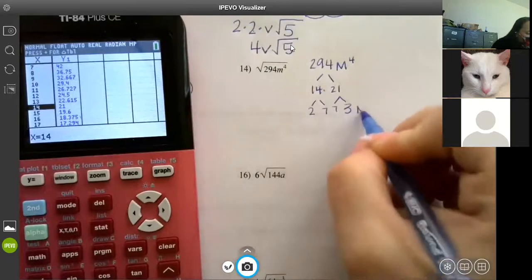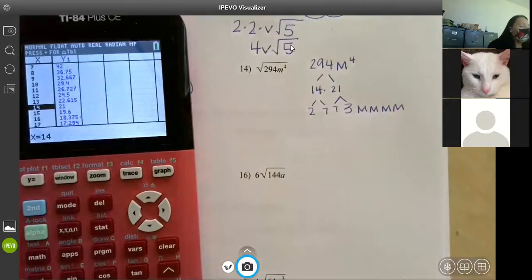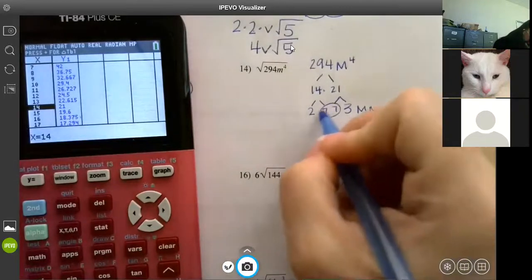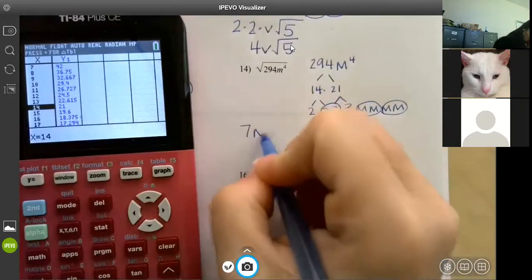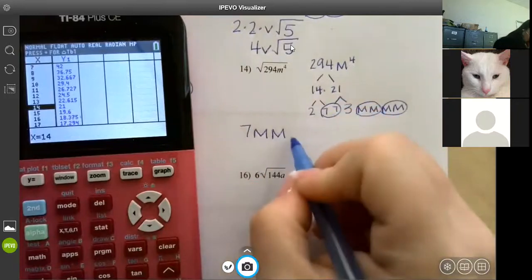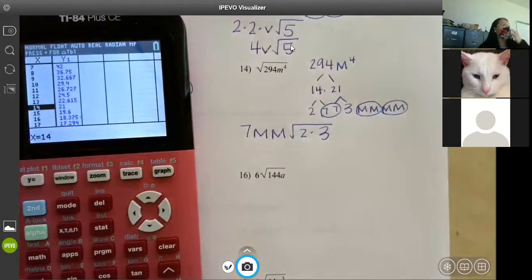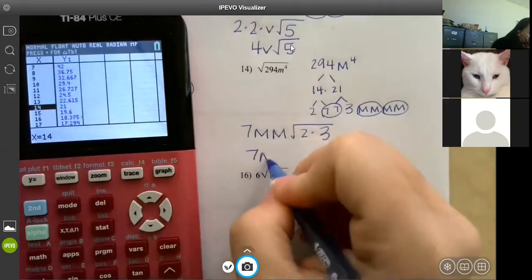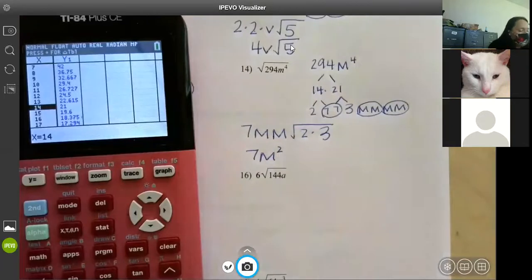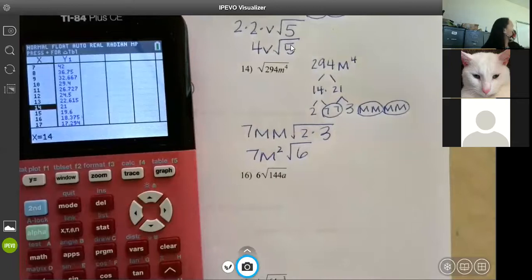7 and 3, and we have 4 m's. What do I have pairs of? So on the outside, I'll have a 7 and 2 m's. On the inside, I have a 2 and a 3. We haven't had this happen yet. It's the same as the outside. Whatever you have left, you're just multiplying it together. Rewrite this, 7, and I have 2 m's, so I write it as m squared. What's 2 times 3? 6. That's all you do.